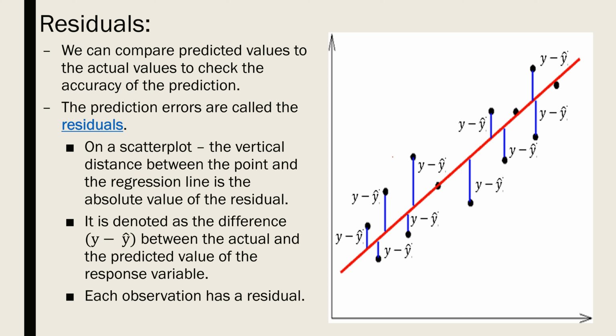The blue line here visualizes the residual. The black dot here is the actual data point. The red line here is called the prediction line.